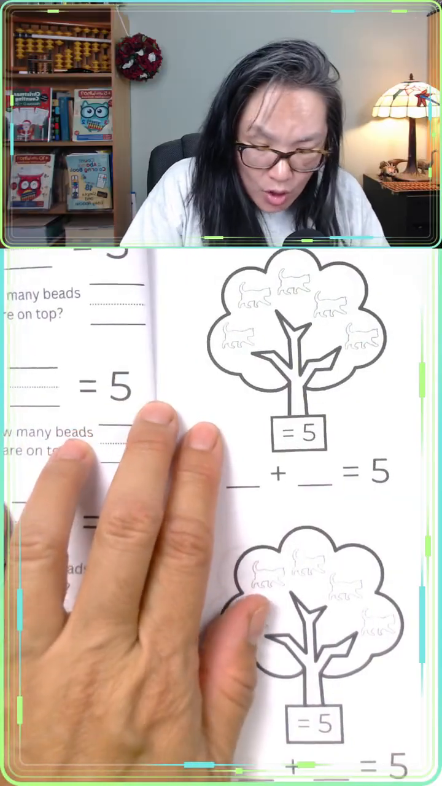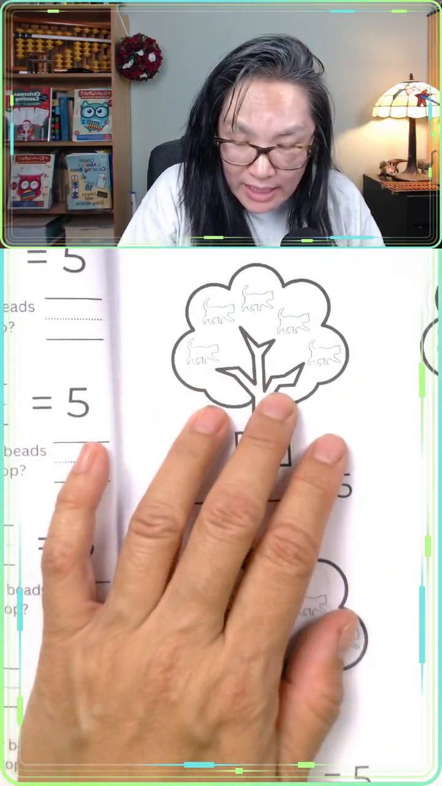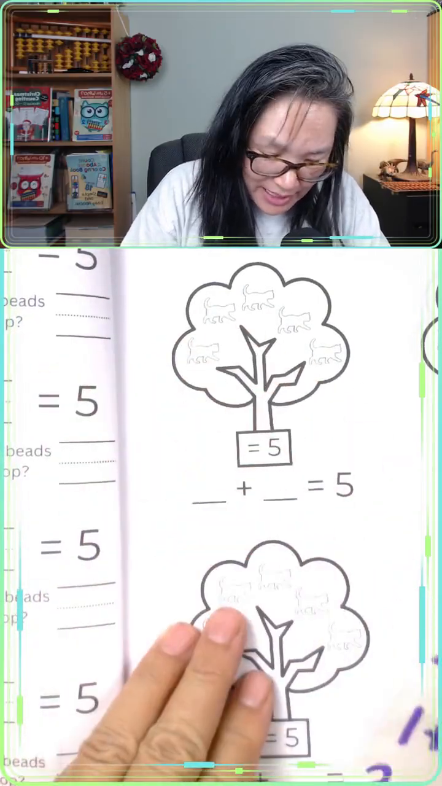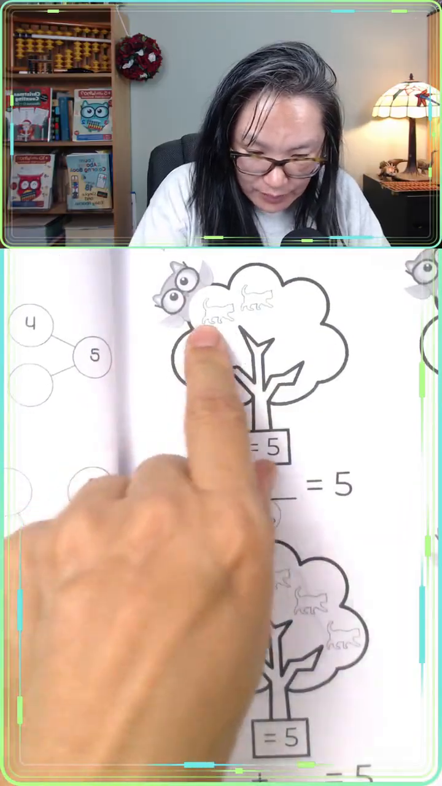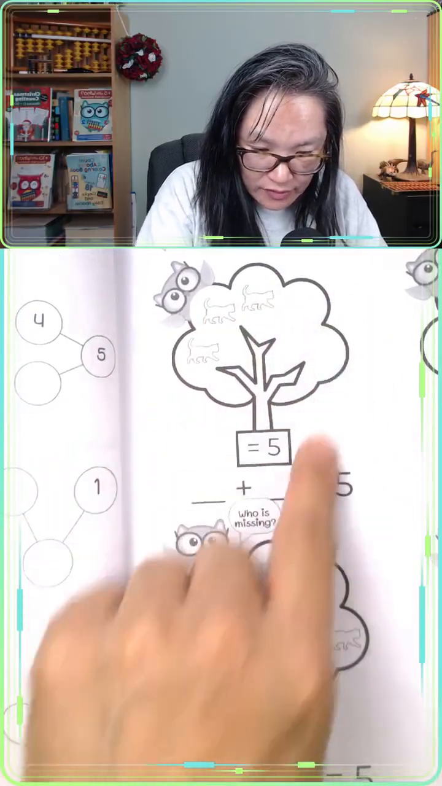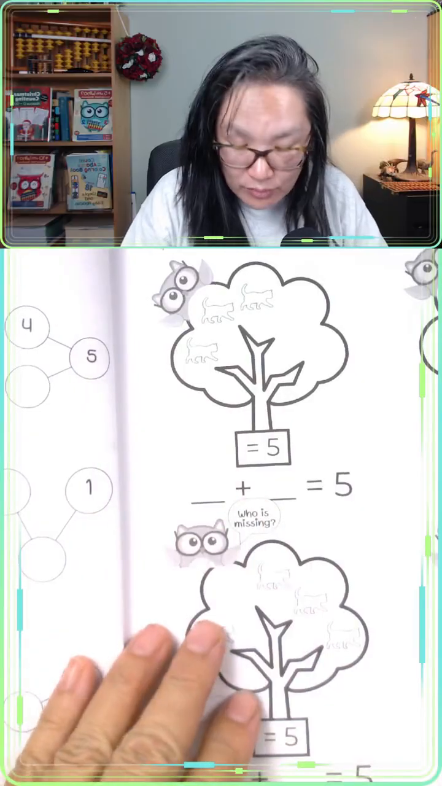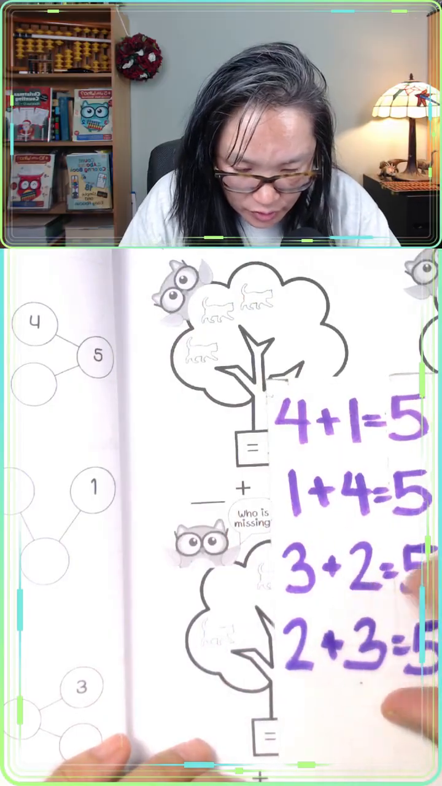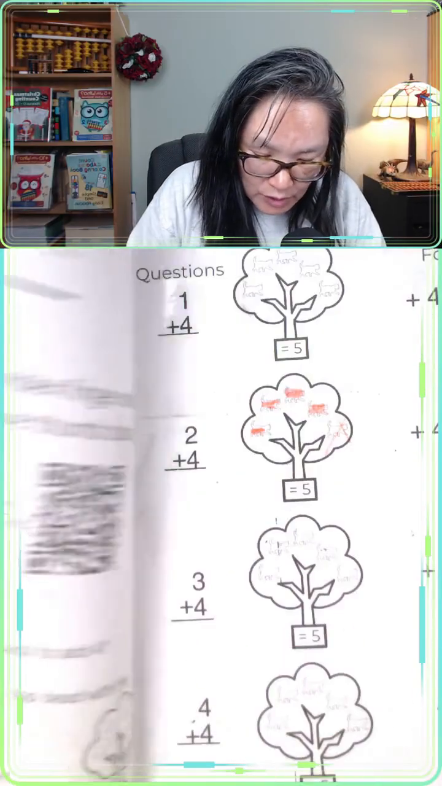So here we are. What we want to do is understand how to make a 5. Making a 5 is 4 plus 1 is equal to 5. And that's why I have these cats in a tree. With the cats in a tree, there's a missing cat, so we have to figure out where our missing number is. And again, we need to know if there's 3 cats, then there's 2 cats missing.